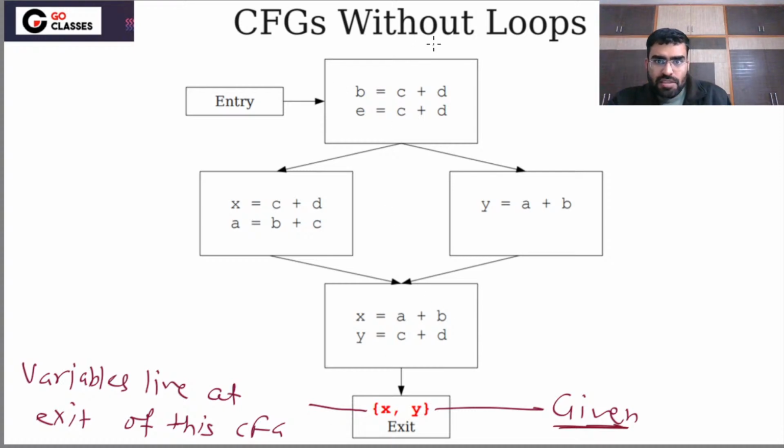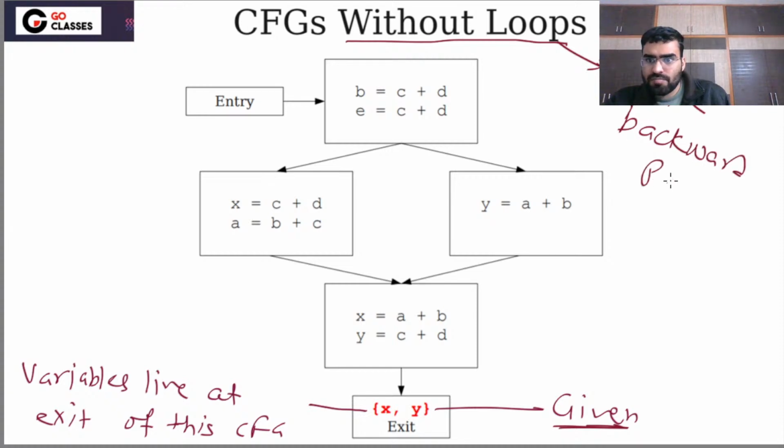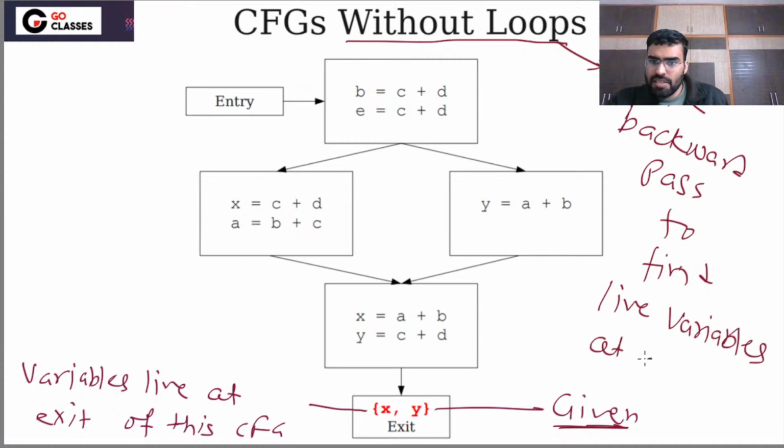So now, this is a control flow graph without loops. So all we have to do is a single backward iteration. Yes or no? All we have to do is a single backward pass to find live variables at each statement. So this is what you need to do.